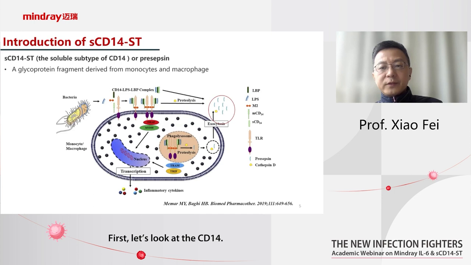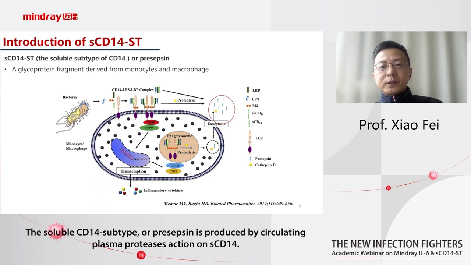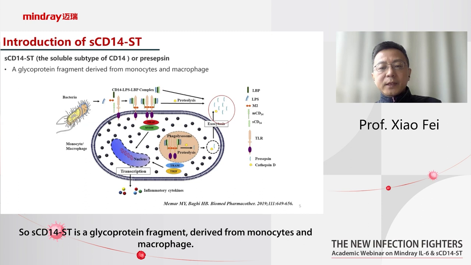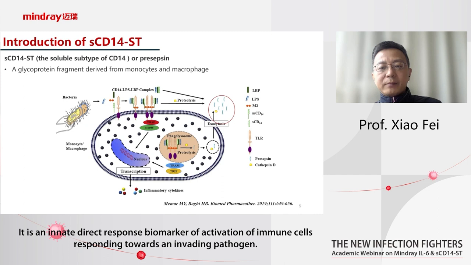First, let's look at CD14. CD14 exists in two forms, membrane CD14 and soluble CD14. The soluble CD14 subtype, presepsin, is produced by circulating plasma protease action on sCD14. sCD14-ST is a glycoprotein fragment derived from monocytes and macrophages. It's an innate direct response biomarker of activation of immune cells responding towards invading pathogens.